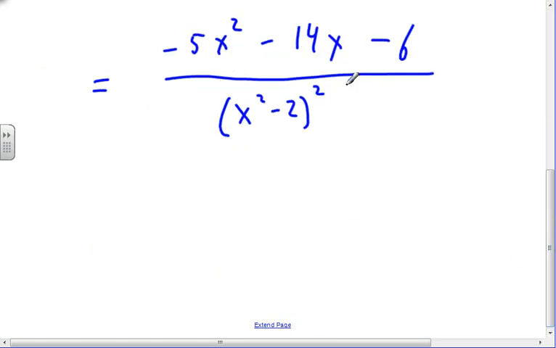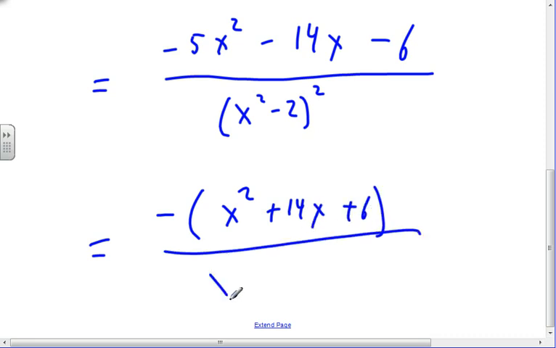Can I factor this into an x squared minus 2, which I can't do, so I guess I won't bother. But we normally wouldn't leave a minus sign under everything, so we'd call it minus x squared plus 14x plus 6 over x squared minus 2 squared. And we'd probably call that done. That looks pretty much done.